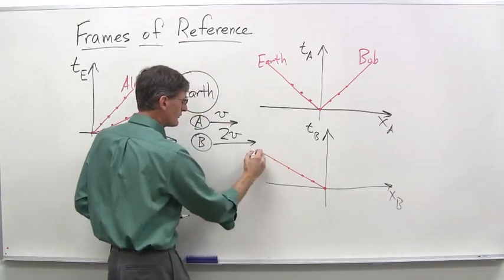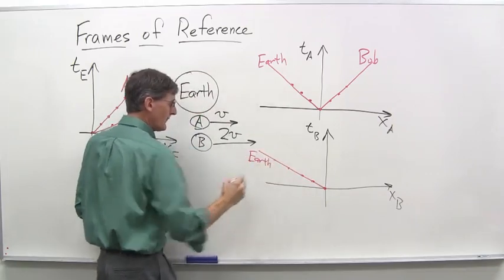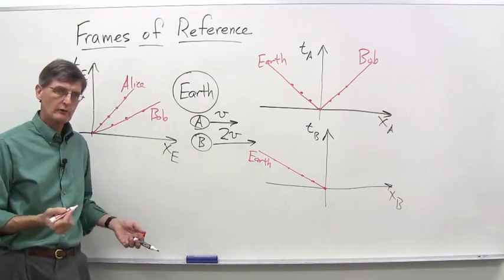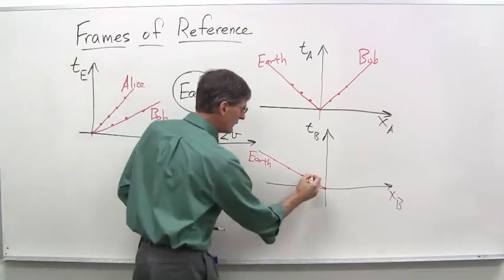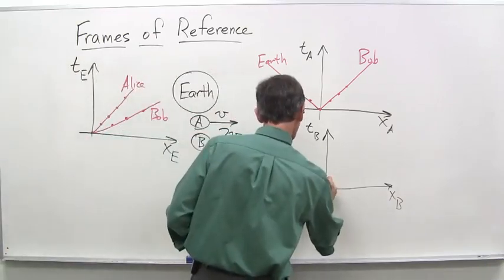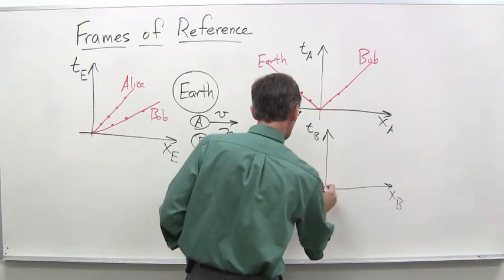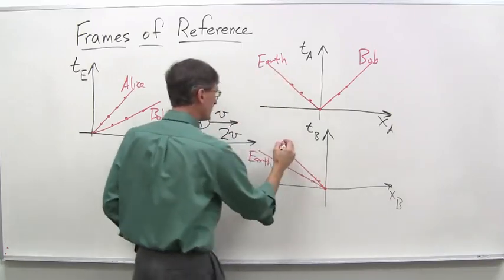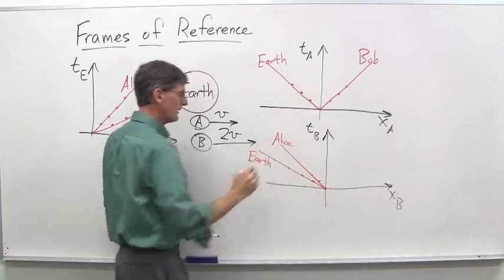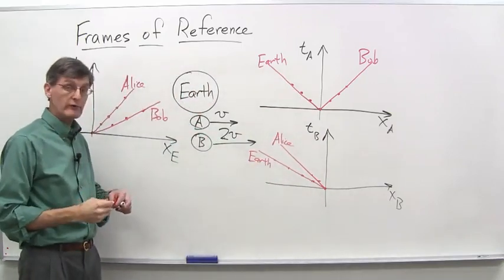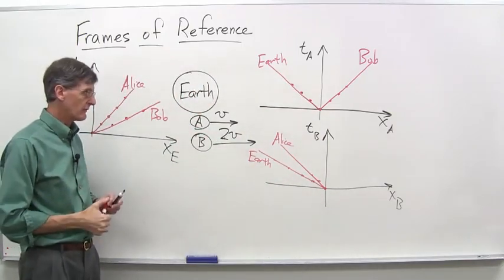So this would be Earth from his perspective, receding backwards at 30 meters per second, or twice whatever the velocity is. And then Alice, if I can sort of get this in here like that. I'll just eyeball it there. Alice would be something like that from his frame of reference.